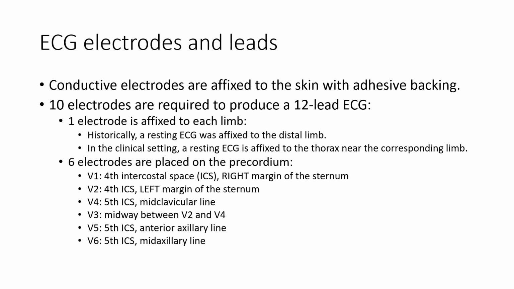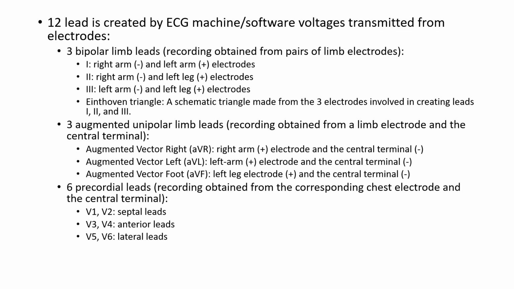By placing these leads, 10 electrodes are placed and you get a 12 lead ECG with that. One electrode attaches to each limb. Historically, ECG electrodes were attached to the distal limbs. Then there are 6 leads connected to the chest that will give you V1 to V6 of the chest leads. Again, 3 bipolar leads: lead 1 right arm to left arm, lead 2 right arm to left leg, then lead 3 left arm to left leg. These leads form the Einthoven triangle, which gives the basic symmetric triangle made from the 3 consecutive leads. There are 3 augmented leads, AVR, AVL, AVF, and 6 precordial leads, V1, V2, V3, V4, V5, V6.